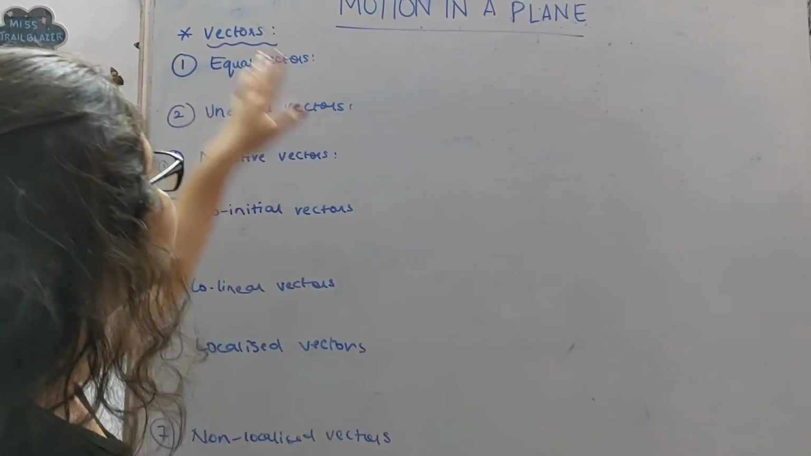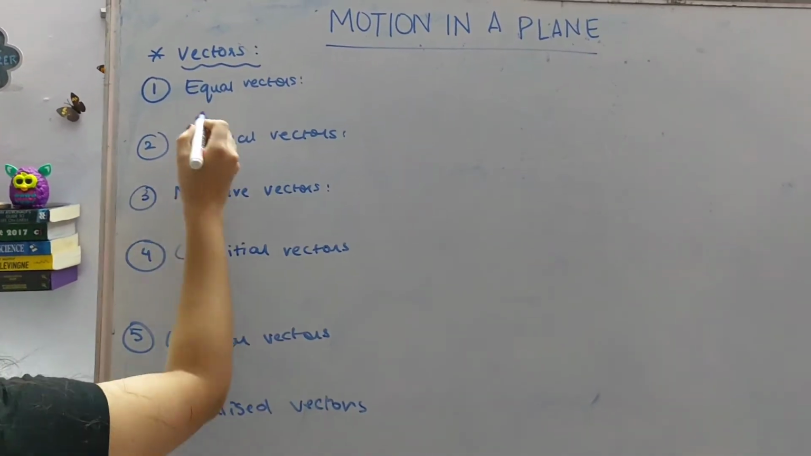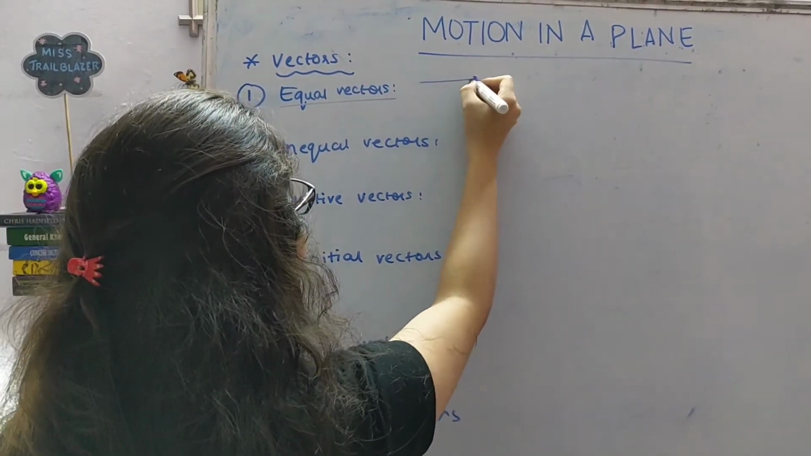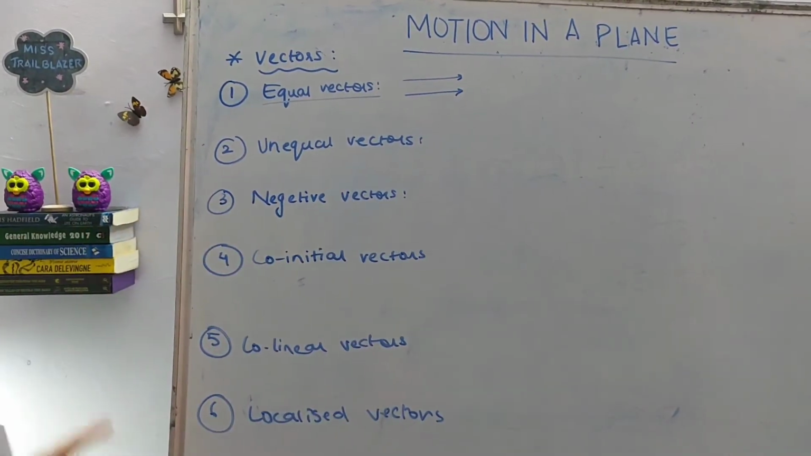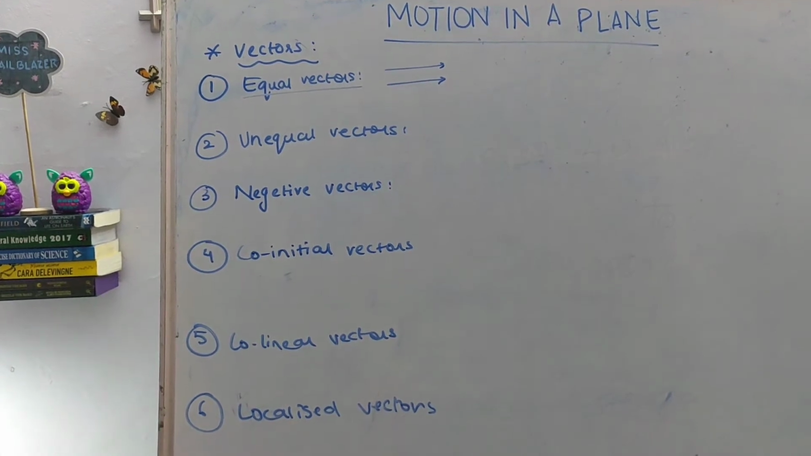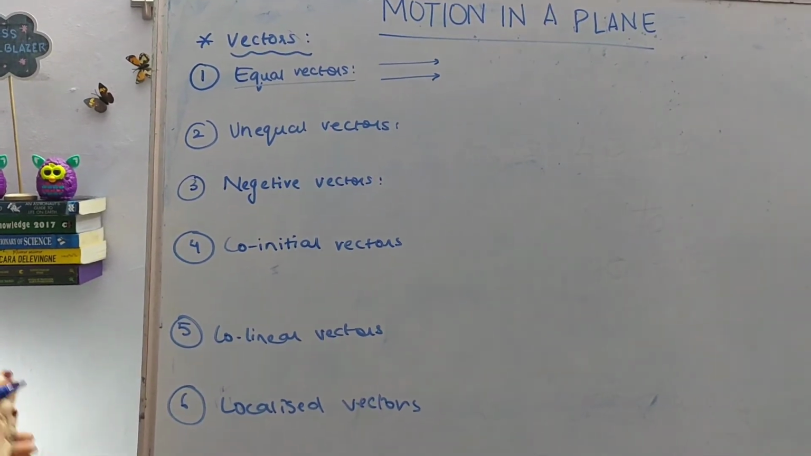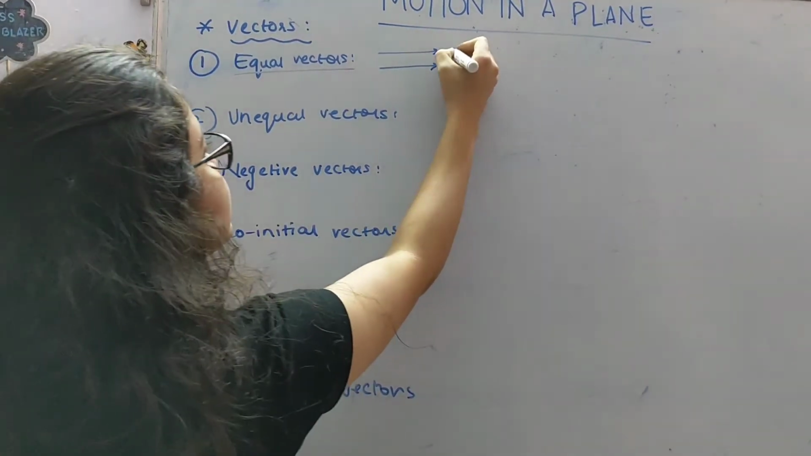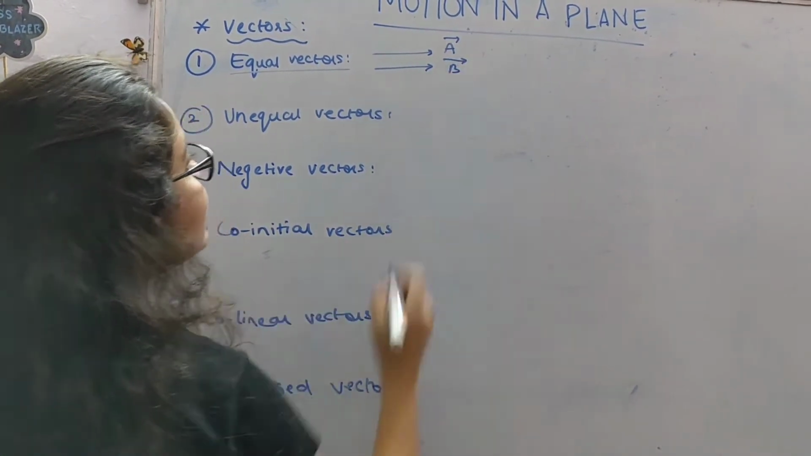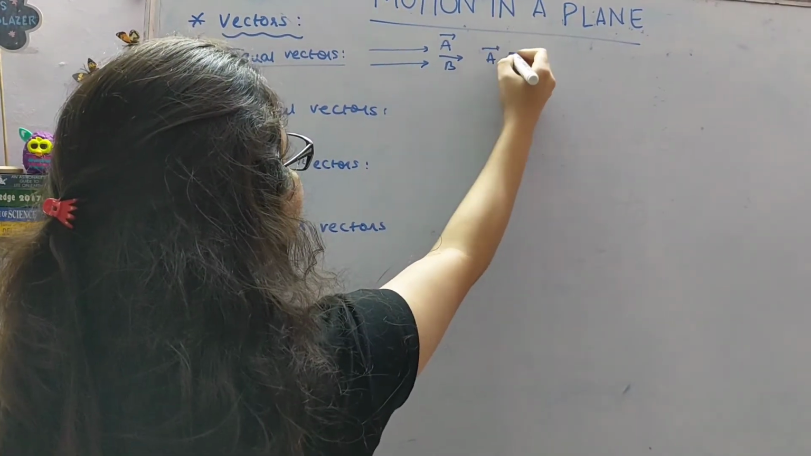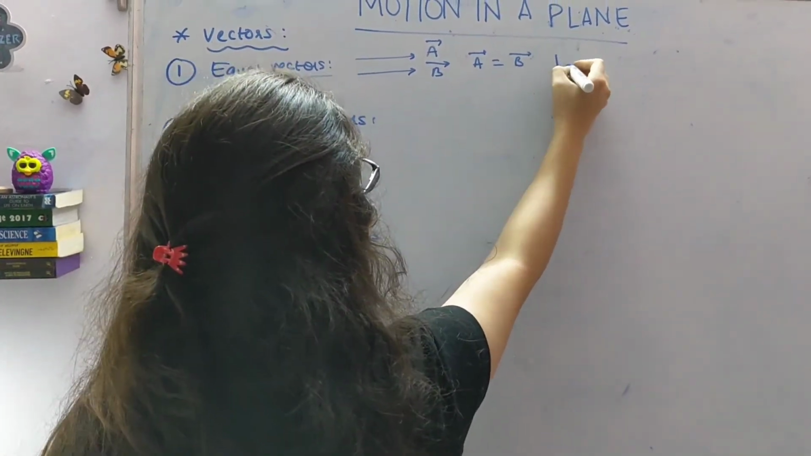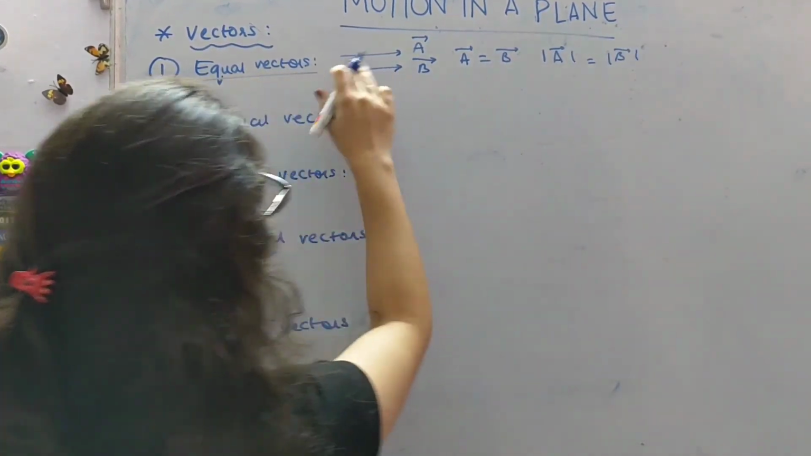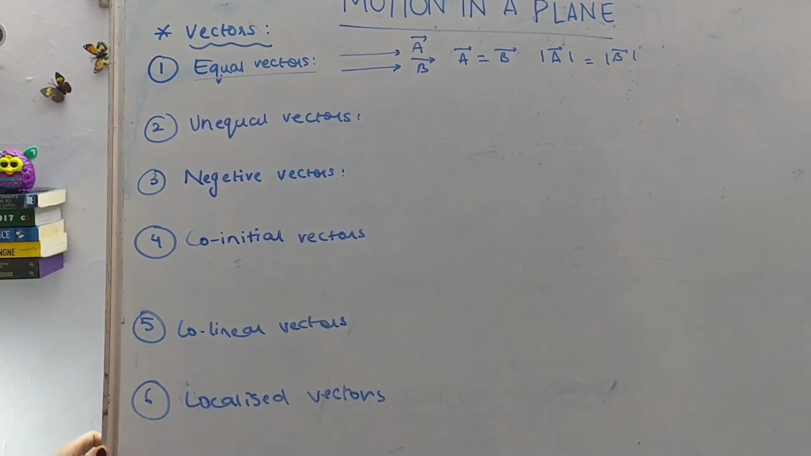Now let us discuss some types of vectors. First one, we have equal vectors. By the name you can say these are vectors which are equal in magnitude and in direction. You can note it down. Vectors which are equal in magnitude and direction are said to be equal vectors. Say A vector, B vector. If A vector is equal to B vector, then the magnitude of A vector should be equal to the magnitude of B vector, and their directions must also be the same.